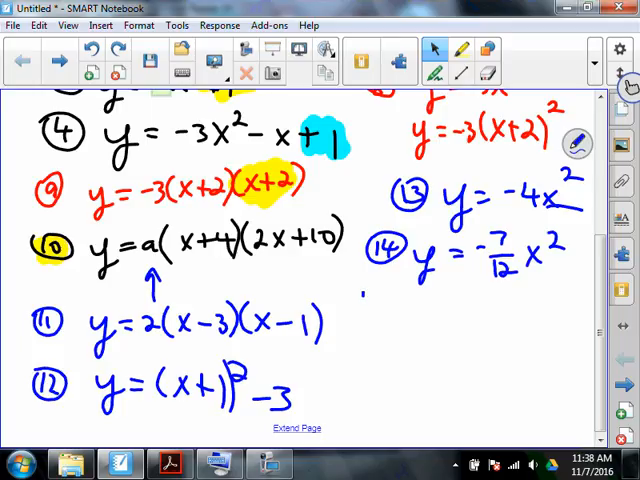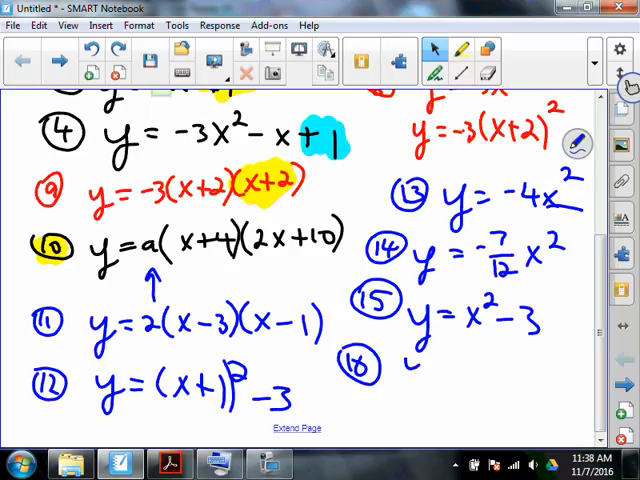Number 15, just a translation up or down, y equals x squared minus 3. Of course, that would have a vertex at (0, -3). The one on the test quiz, remember, is going to be different, but same idea. 16, they're going to give you something like y equals x squared and y equals x squared minus 5. How does that change the graph? Does that make the graph translate to the left, right, up, or down?